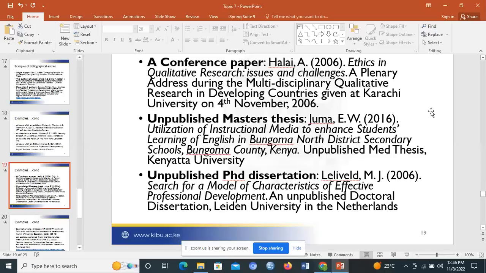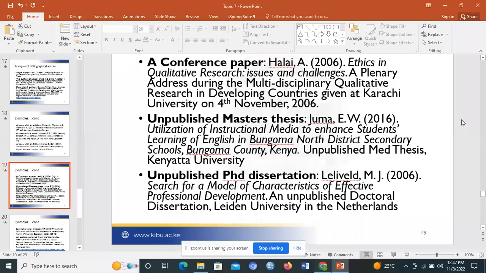So for example here, Halai is the author, A is her other name. In the year 2006, she made a plenary address entitled Ethics in Qualitative Research, Issues and Challenges. This was a plenary address during the multidisciplinary qualitative research in developing countries given at Karachi University on the 4th of November, 2006. So all that information is captured to help any person who wants to locate that information.